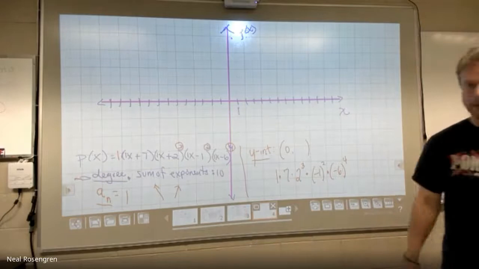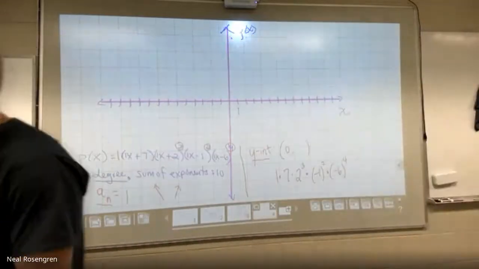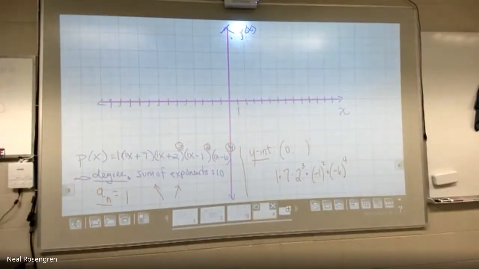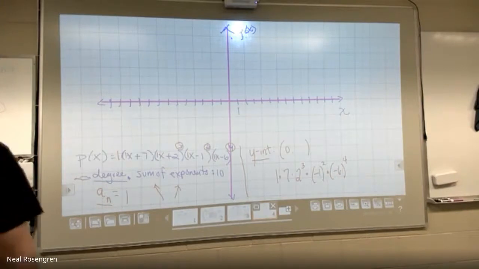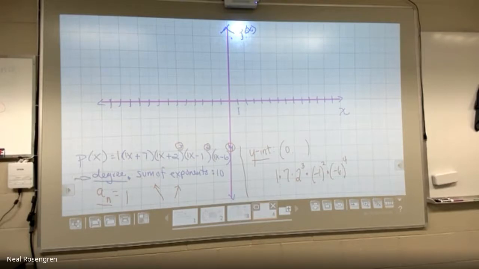There's no way that I'm going to do that by hand. I'm definitely going to let the calculator do some of that calculation for me. 1 times 7 times 2 to the 3rd times 1, right, because that's negative 1 squared, times negative 6 to the 4th, which is the same as 6 to the 4th.